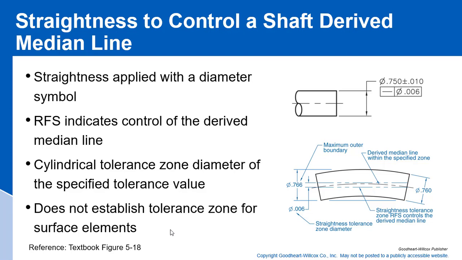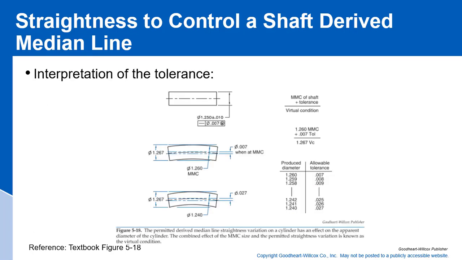In the slide we talked about surface elements, applying the form tolerance to the surface elements of a cylinder. This is a little bit different in that now the tolerance is a circular tolerance for the derived median line of the part. Here's how we interpret the tolerance. We have a diameter of 1 inch 250 thousandths plus or minus 10, with a straightness tolerance of 7 thousandths diametrical at maximum material condition.